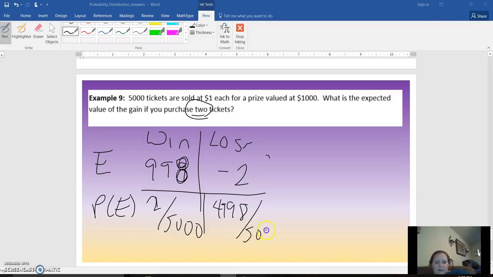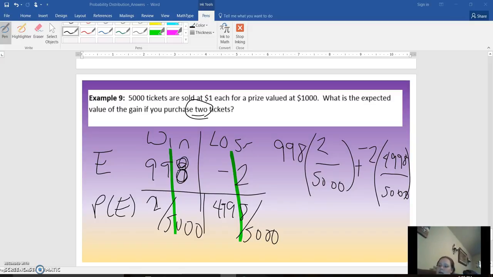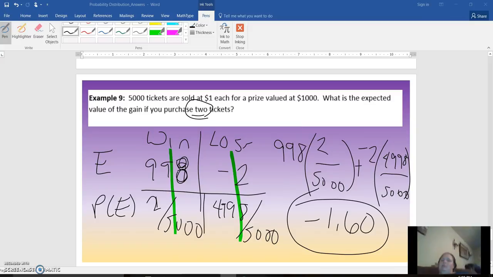4,998 over 5,000. And so I'm going to type that in the calculator, multiply them, and add them. So 998 times 2 divided by 5,000 plus negative 2 times 4,998 divided by 5,000, and I get negative 1.6. So I would be out $1.60 if I played this every single time it was offered, all the time.